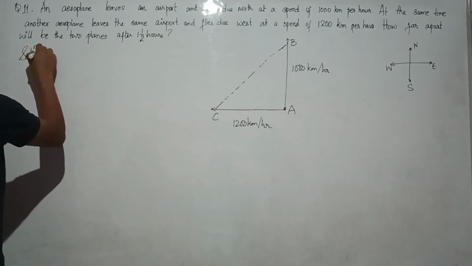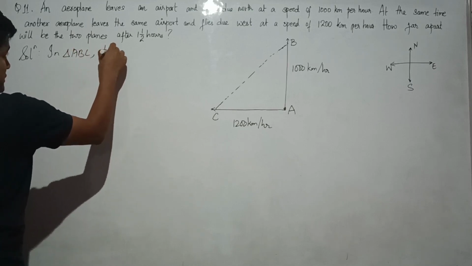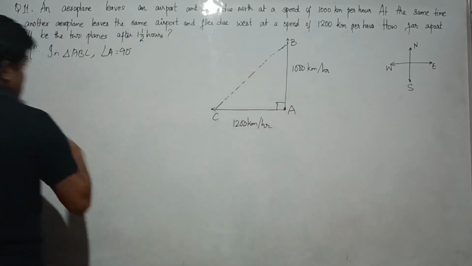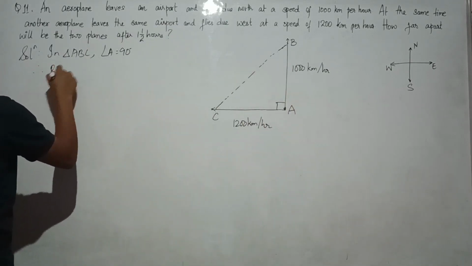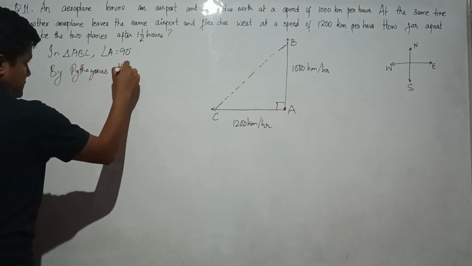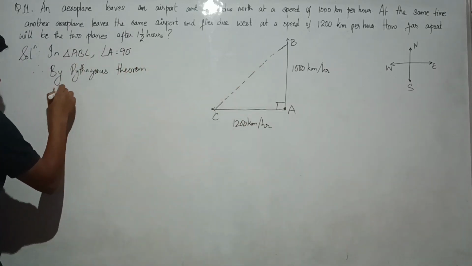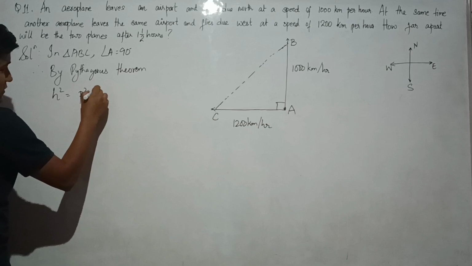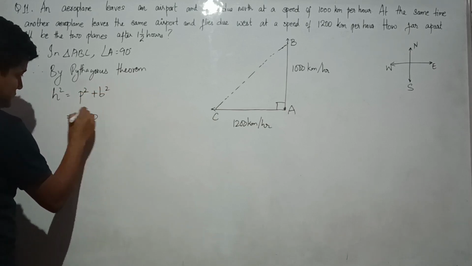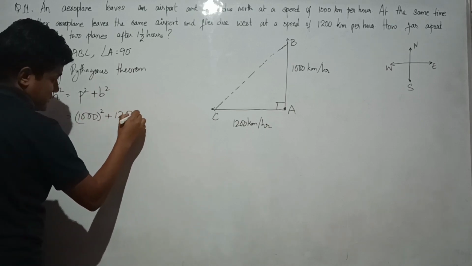Solution: in triangle ABC, angle A equals 90 degrees. Angle A is here 90 degrees. Therefore, by Pythagoras theorem, this is your hypotenuse. So hypotenuse square equals perpendicular square plus base square. So perpendicular is 1000 square plus base is 1200 square.